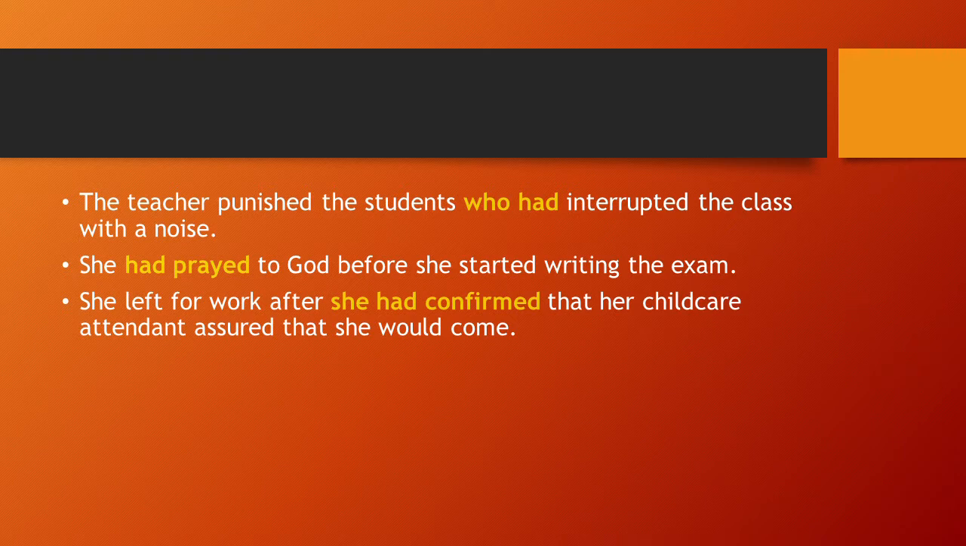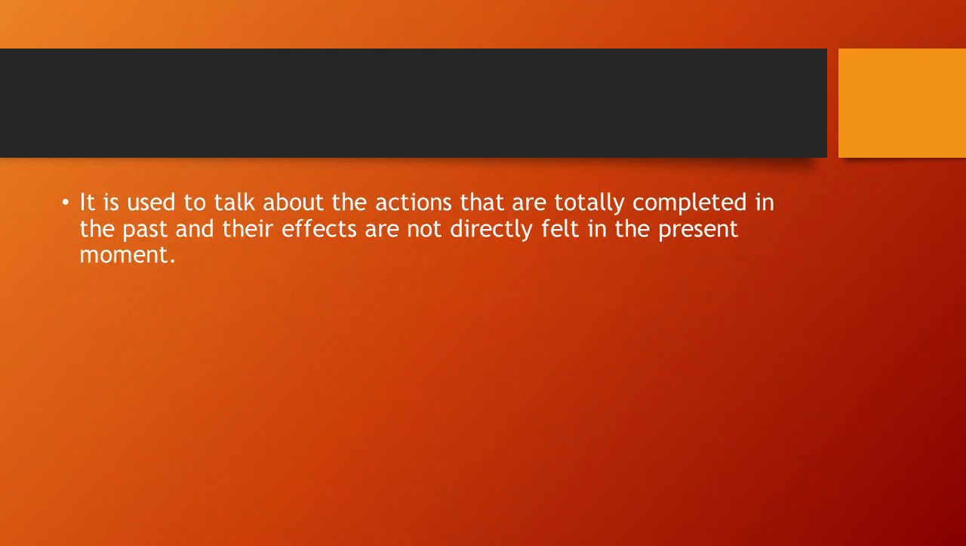She left for work after she had confirmed that her childcare attendant would come. Can you see how many verbs there are in this sentence? First, what happened? She confirmed that her childcare attendant had assured her that she would come that day. Then she left. So again, three things happened, and with just one past perfect you can clearly explain this. Let's look at the next sentence.